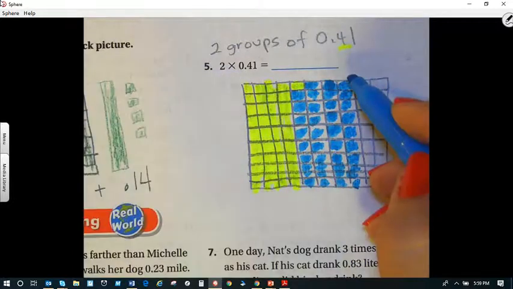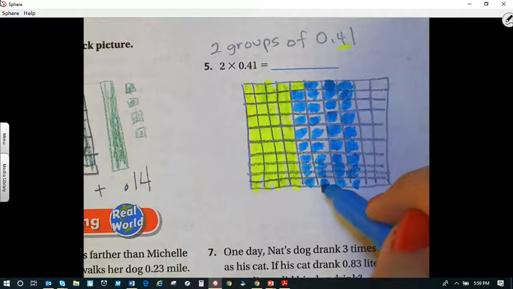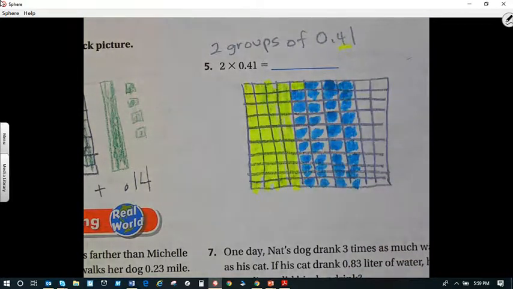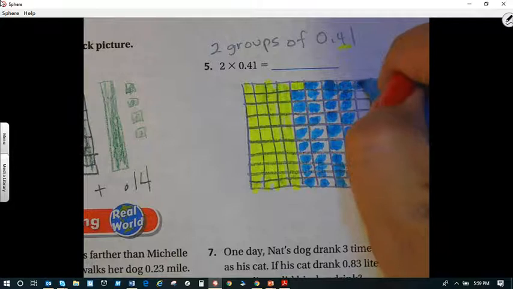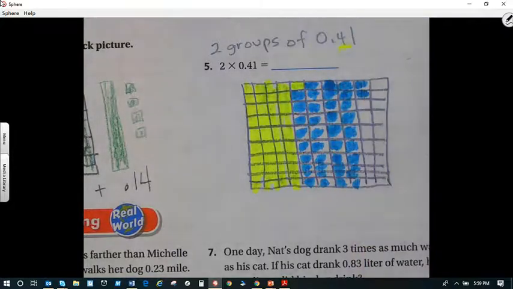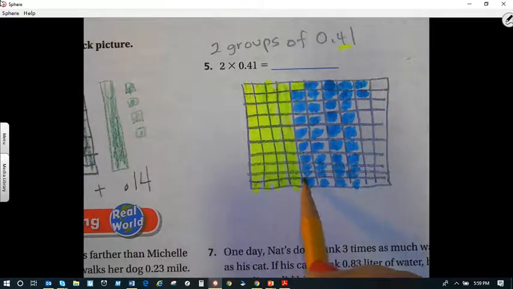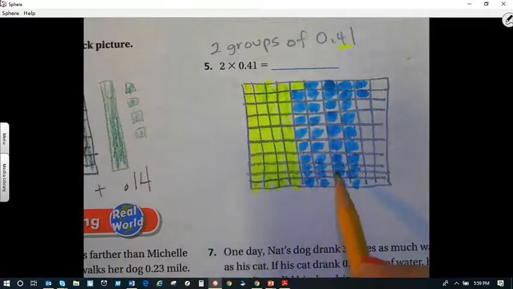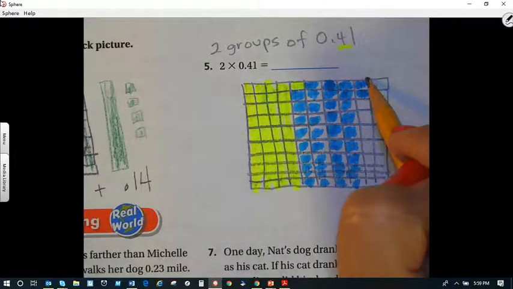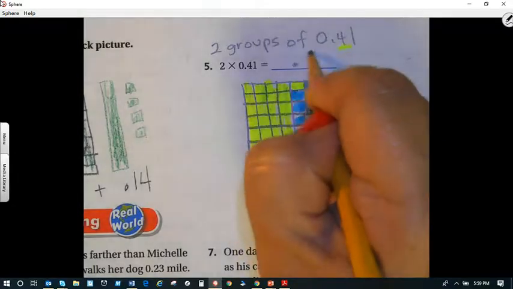Okay, so that's 10, 20, 30 plus 9 is 39, 40, and 41. All right? And so now let's add up what I have. Let's count up my 10s. 10, 20, 30, 40, 50, 60, 70, 80, 81, 82 hundredths is my answer.